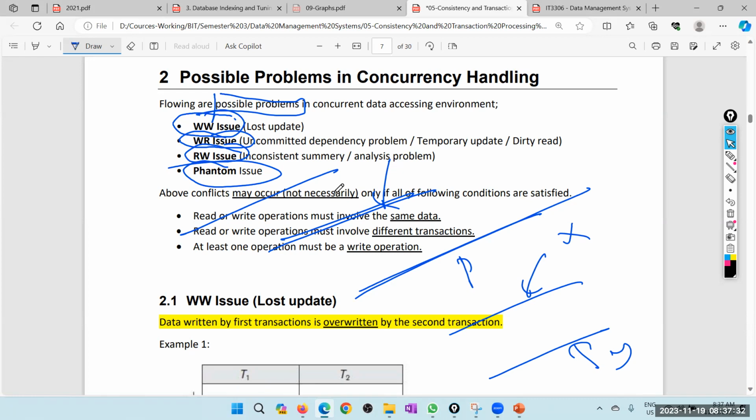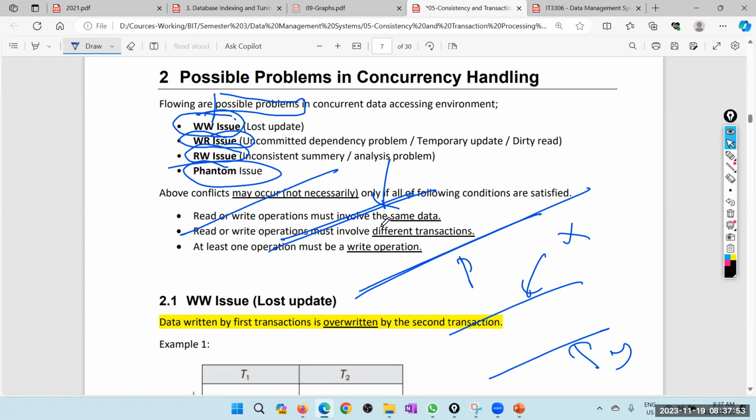Right? So write, read, write. Now you can see that the only exception is read. Read is never going to give you troubles. So that is one transaction reading particular data, and another transaction also reading that particular data. That is not a problem at all.